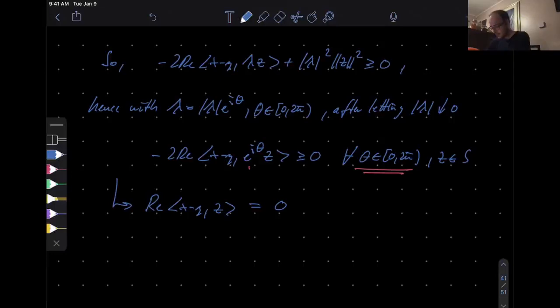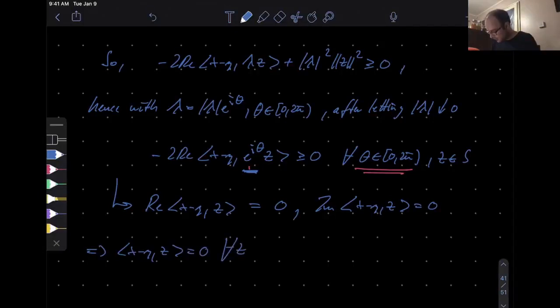But now what you need is, you also need that the imaginary part is 0. And how do you do this? Well, you take theta equals pi over 2, and this becomes an imaginary unit. You pull it out with a minus sign, and then you have the real part of i times the inner product, and that precisely gives you an imaginary part. You do this, and then finally you do it for theta equals 3 pi over 2, and that allows you to conclude overall that also the imaginary part is equal to 0. And well, this means altogether that the inner product of X minus Y and Z is equal to 0 for all Z in S.